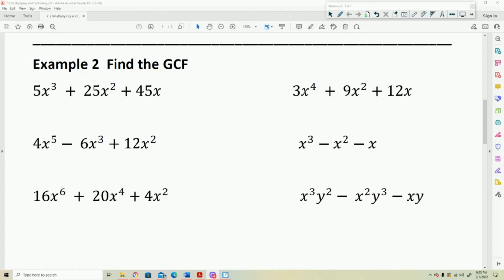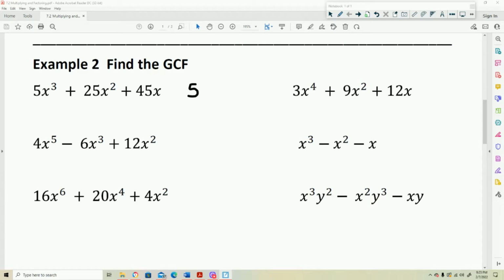So I'll look at 5, 25, and 45. Well, obviously the largest number that divides into all of those is 5. So the GCF of the numbers is 5. Now look at the variables. What variable divides each of these evenly? Or you can think of it like this: what do they all have in common? How many x's do they have in common?